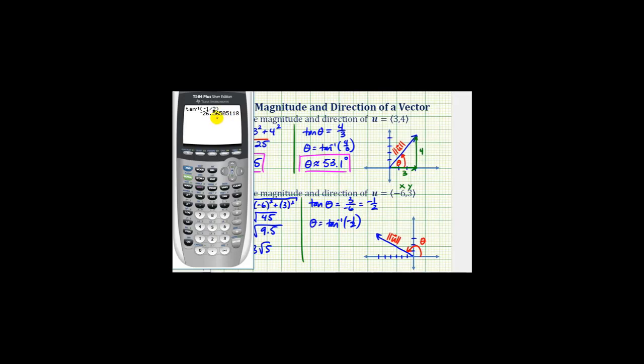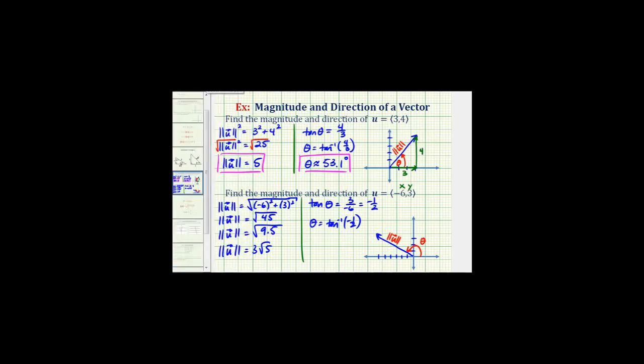But that's okay because we can still use this angle to determine our angle, which we know is in the second quadrant. So the calculator gave us this angle here, which is approximately -26.6 degrees. But tangent is also negative in the second quadrant, which means our angle must have a reference angle of 26.6 degrees in the second quadrant. So if this is 26.6 degrees, then we can find our angle. That would be 180 degrees minus 26.6 degrees. So our direction, or angle theta, is approximately 153.4 degrees.